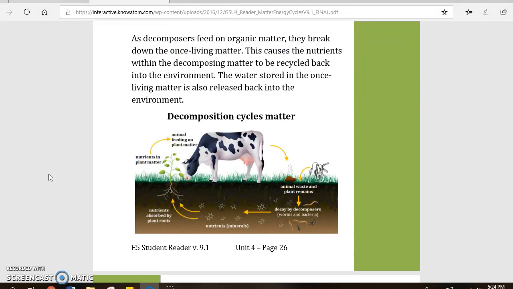Diagram: Decomposition cycles matter. Starting with the plant and going up and to the right. Nutrients and plant matter. Animal feeding on plant matter. Animal waste and plant remains. Decay by decomposers, worms and bacteria. Nutrients, minerals. Nutrients absorbed by plant roots.